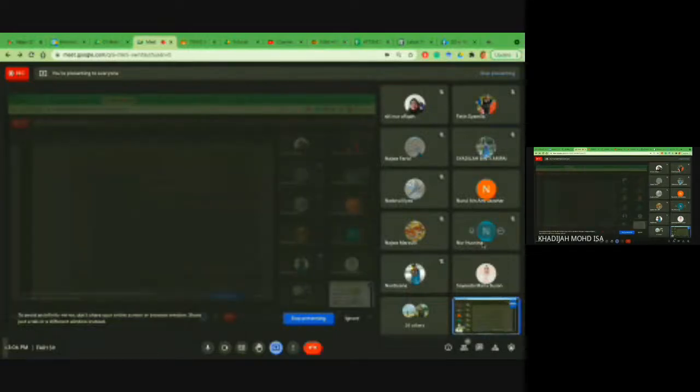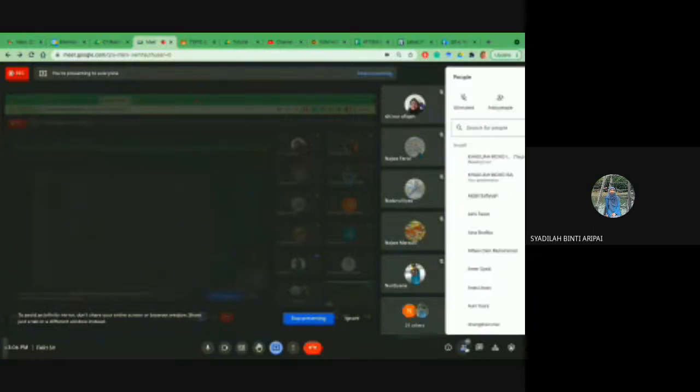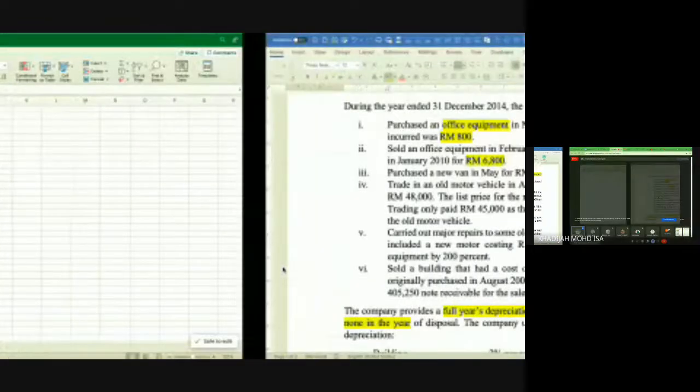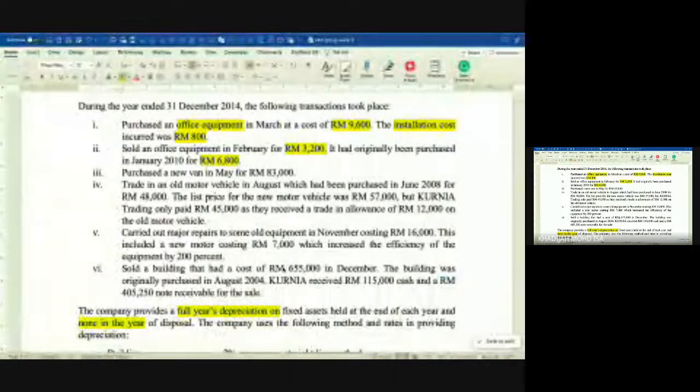Shadila. Debit motor vehicle and credit cash. Very good. Debit motor vehicle and you're going to credit your cash. How much was it? 83,000. Is it? Van. Okay. So this one is 83,000. This one is 83,000. Very good. Next.